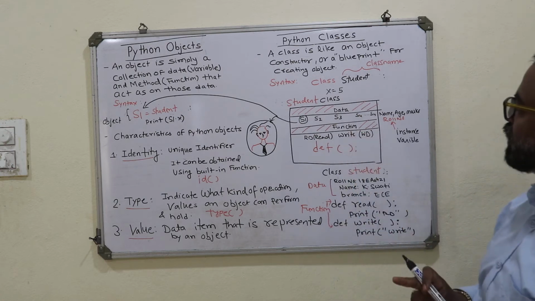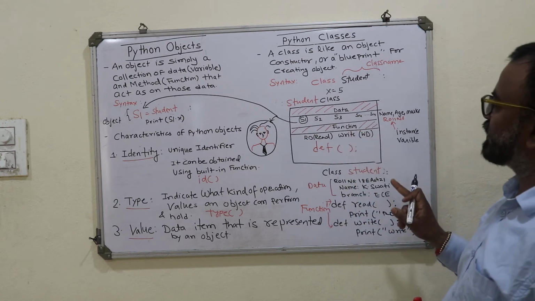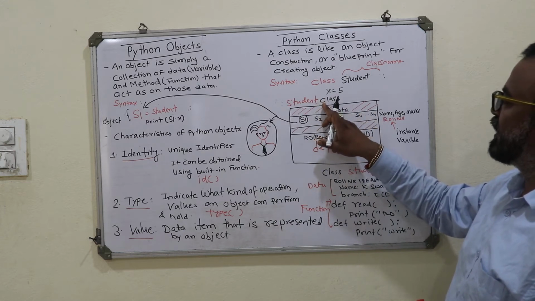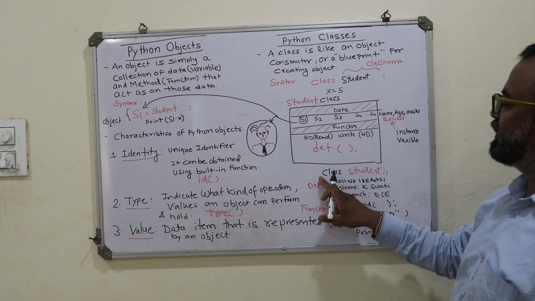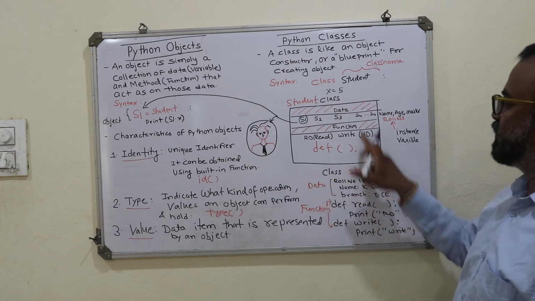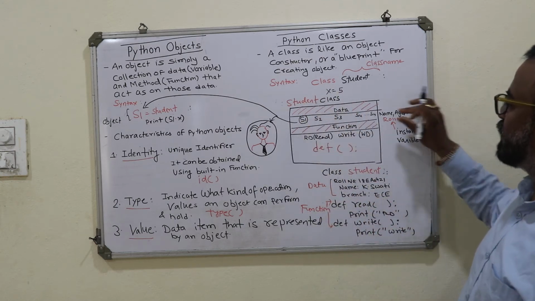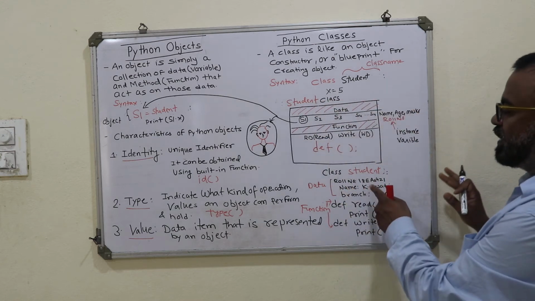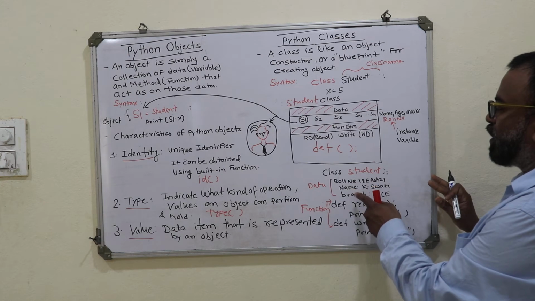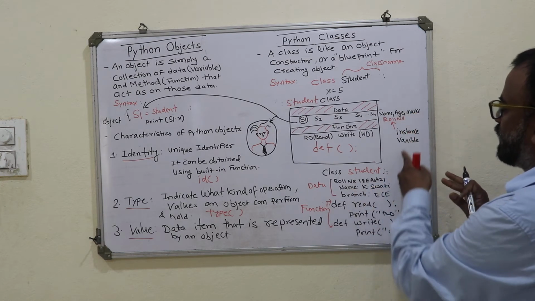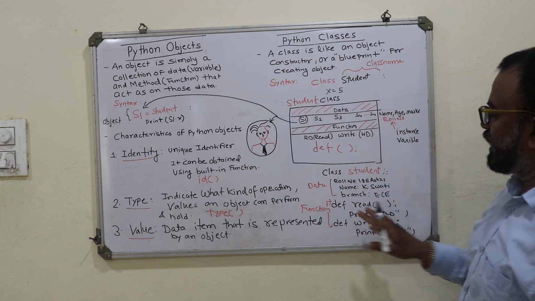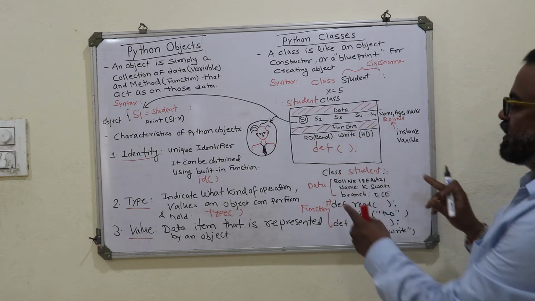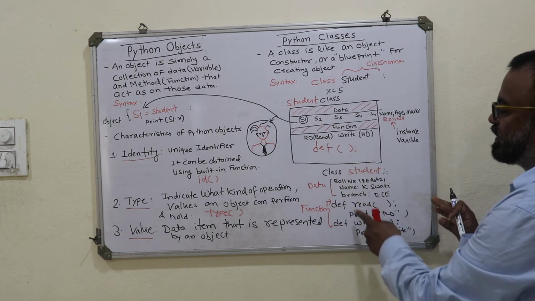In Python programming, while defining a class, we use a separate syntax, that is class. We can define the class Student. It consists of the student data, which is roll number, name or marks. These are called instance variables, right? And it also consists of functions, which are read or write functions.